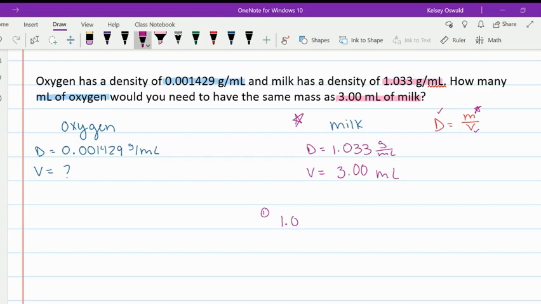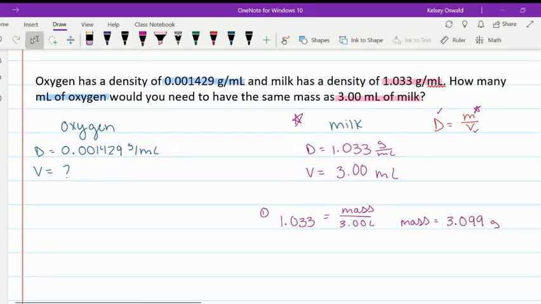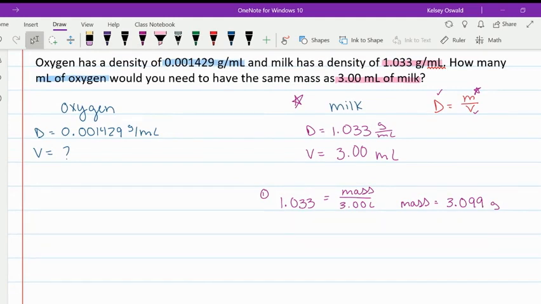So my density of milk, 1.033, is equal to my mass divided by my volume. I can just multiply each side by my volume, 3.00, and we should find that our mass here is 3.099 grams. So that's one way we can do it. Just plug those values into our density equation.